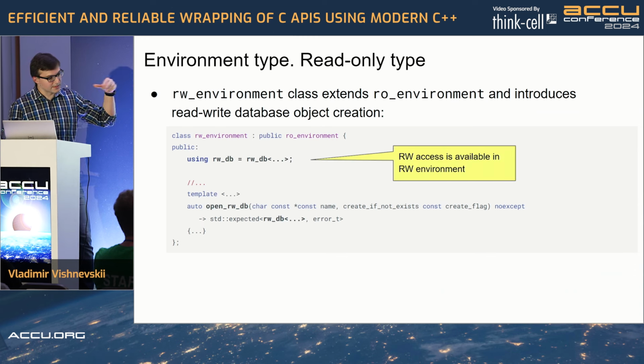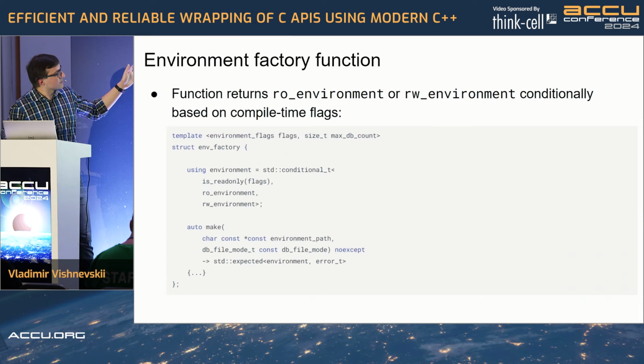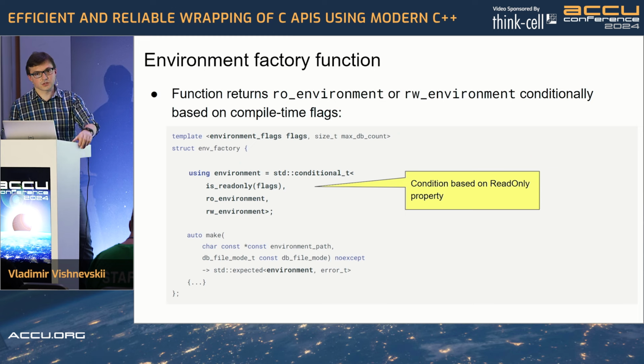This would make it possible that, first of all, we will have only the proper methods in those classes, plus we will also have these nested declarations that are split depending on what type of environment we have. This is an example. We can then resolve this in compile time, the type of the environment that should be returned, using some compile time condition based on the read-only property. Yeah? So here we check if the flags have the read-only flag set.